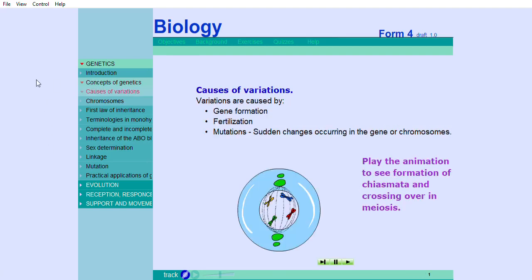Causes of variations. Variations are caused by gene recombination, fertilization, and mutations, sudden changes occurring in the gene or chromosomes. Play the animation to see formation of chiasmata and crossing over in meiosis.